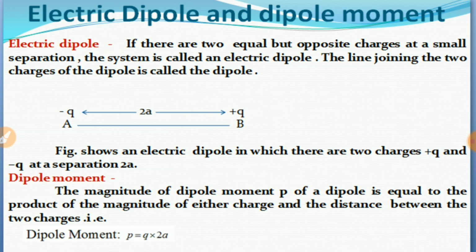Dipole moment. The magnitude of the dipole moment p of a dipole is equal to the product of the magnitude of either charge and the distance between the two charges. That is, dipole moment p is equal to q multiplied by 2a. The direction of the dipole moment is from the minus q charge to the plus q charge, or we can also say opposite to the direction of the electric field. Dipole moment is a vector quantity.